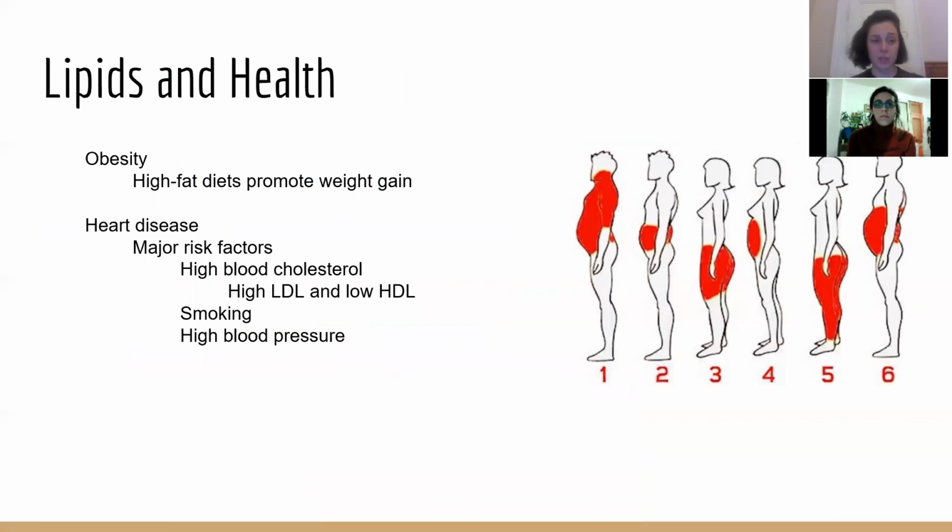And when we are talking about lipids and health, basically overconsumption and overeating of lipids can cause a weight gain, and as you can see, there are many types. But this obesity can then create much greater and much more serious health problems, which is a heart disease, and can basically create some serious problems.